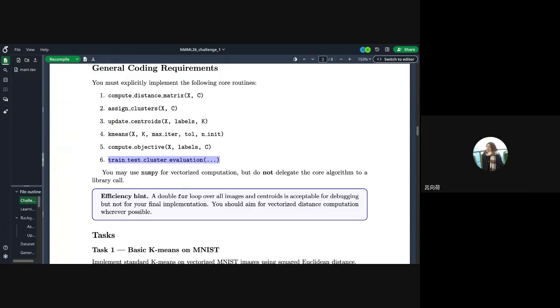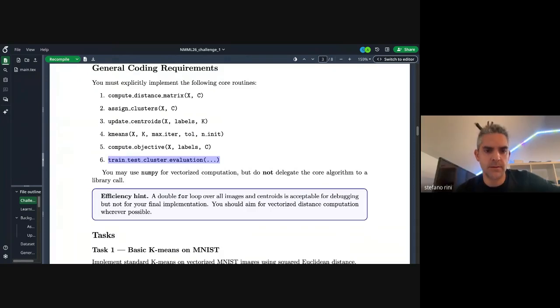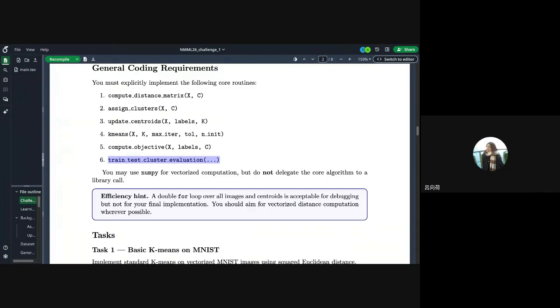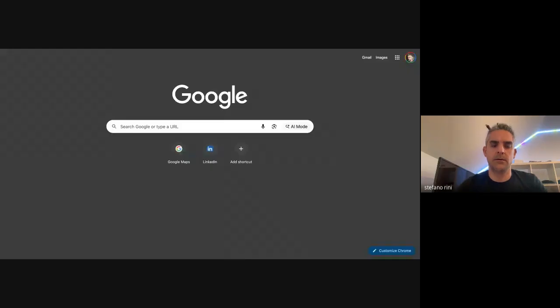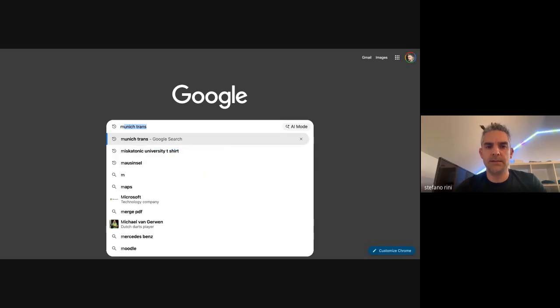So we have to find the data set by ourselves, right? It's in Python, yeah, just in Python. So if you do this, the data set, because it's so popular, is already there in Python. You can do this: load MNIST functions in Python.